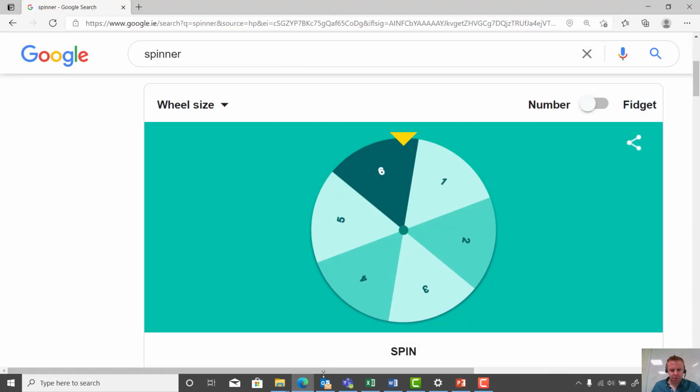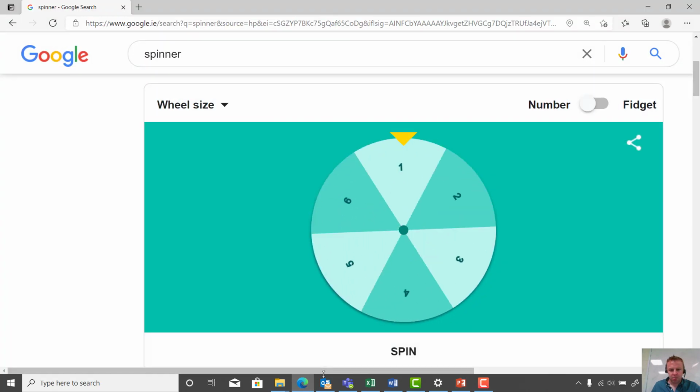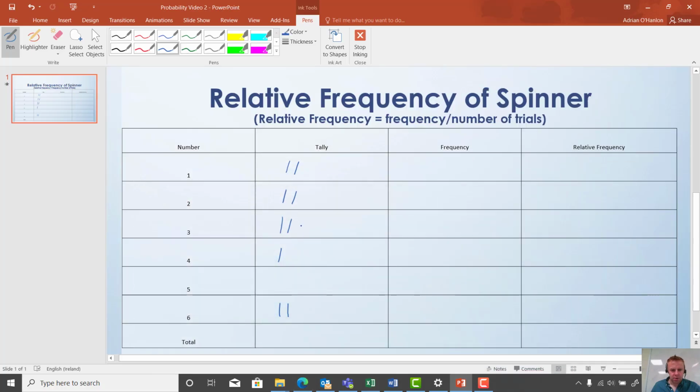And this is our last one now. Let's just spin. We get a 5. We don't. We get a 3. Okay, so I can add these up so that the tally there is 2. So the frequency that is 2. That's 2 as well. That's 3, 1, 0, and 2.